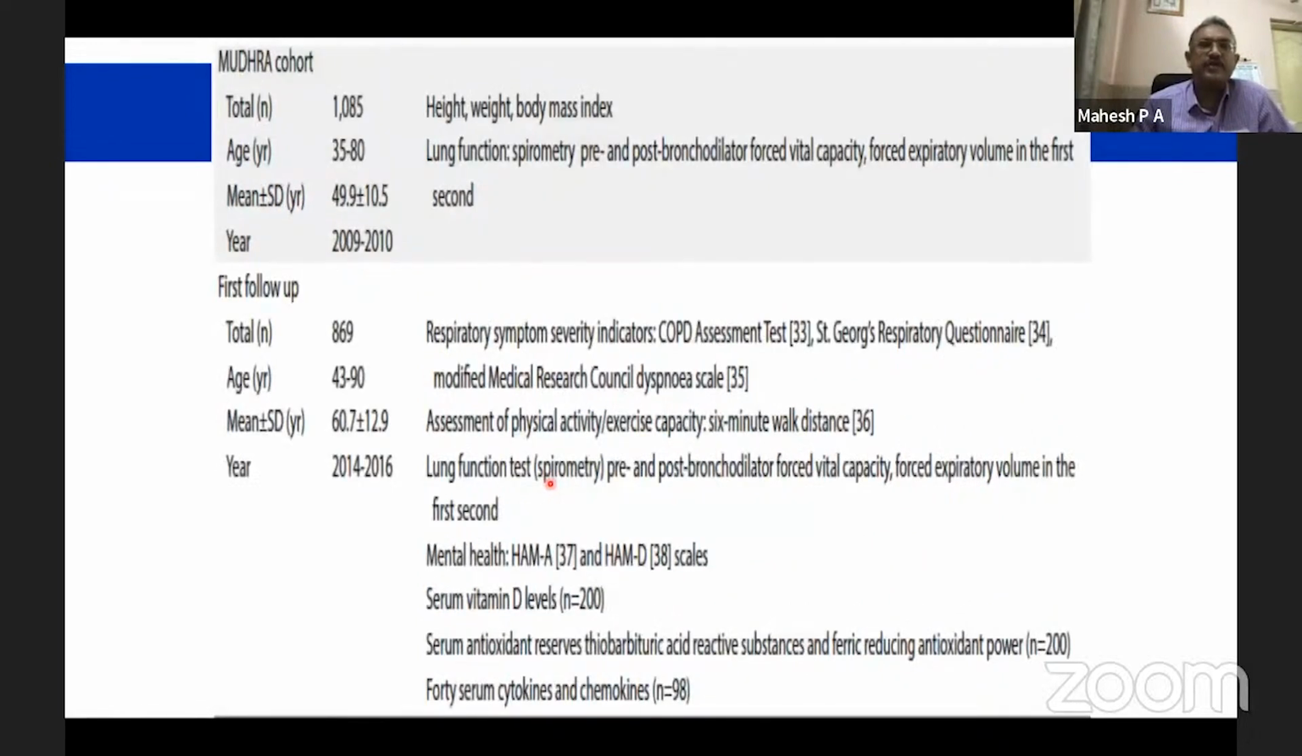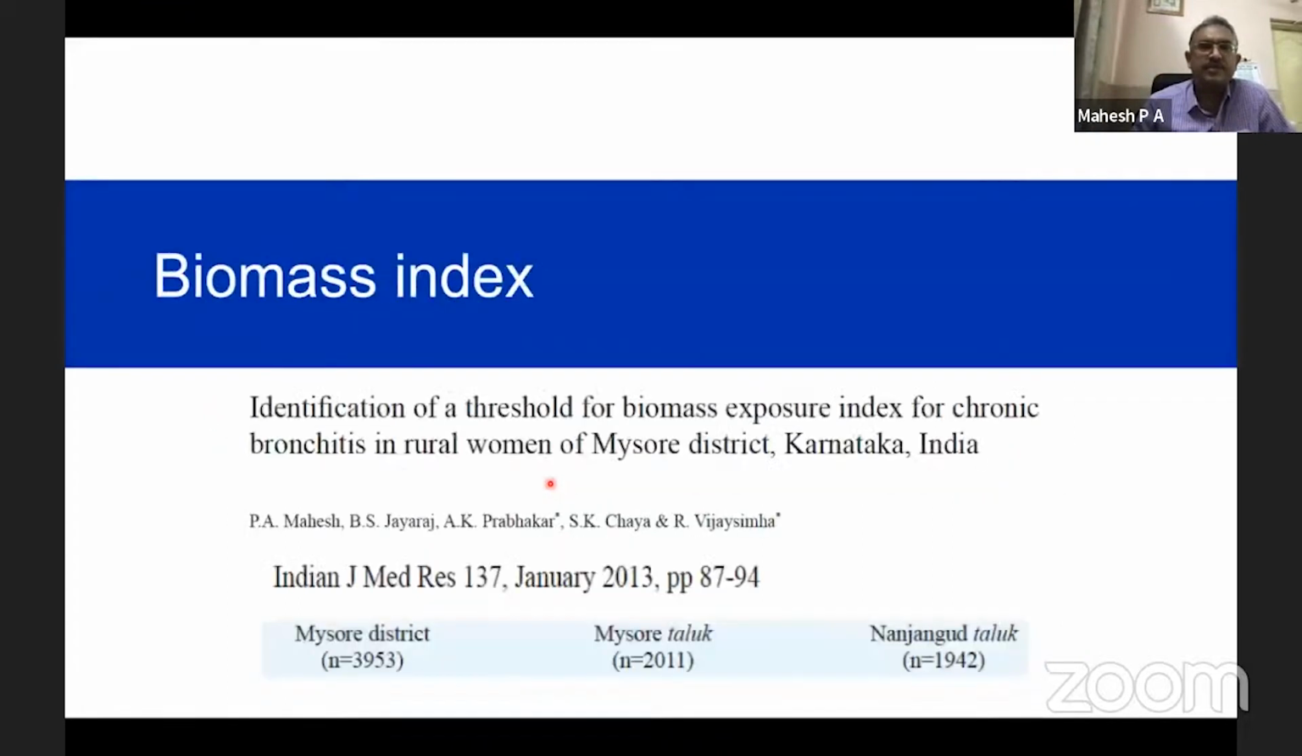We have been following them up, wherein we did lung functions. We have done mental health. We have done vitamin D in a subsegment. We have done serum antioxidant reserves. We have done 40 serum cytokines and chemokines in a subsample of these. And these are some of the key findings.